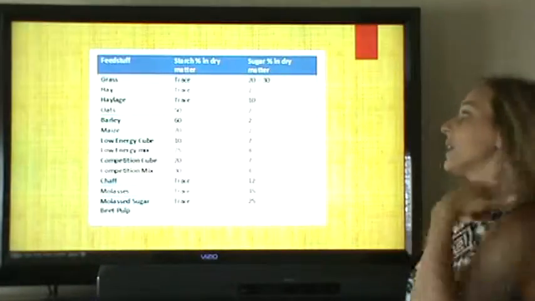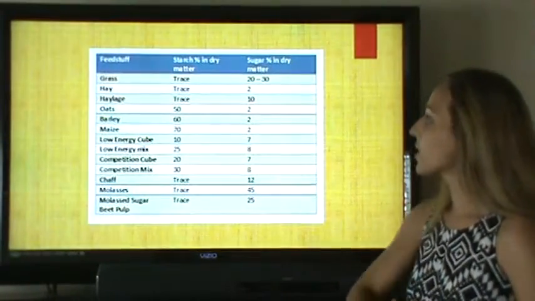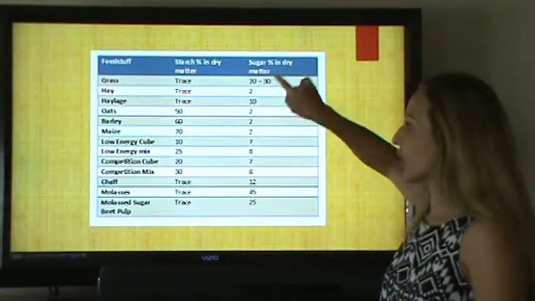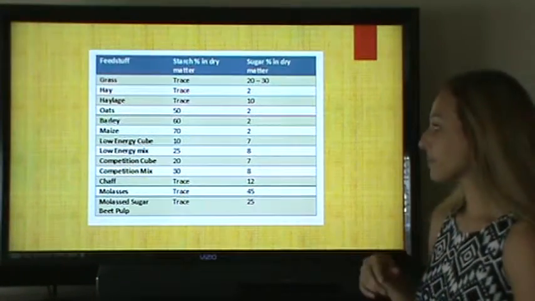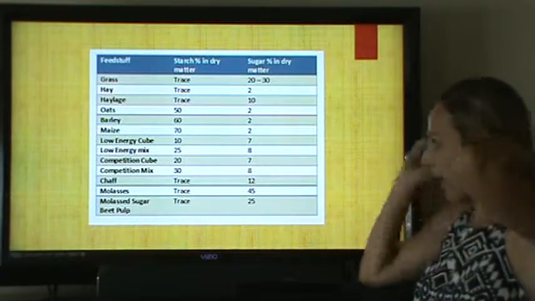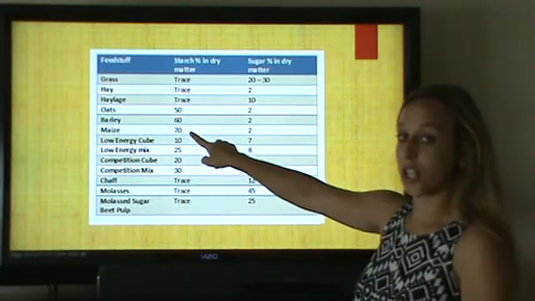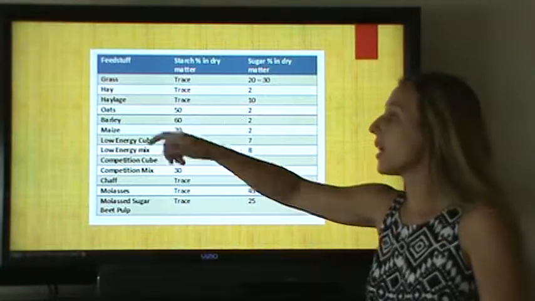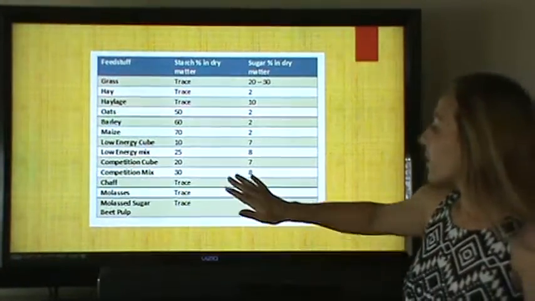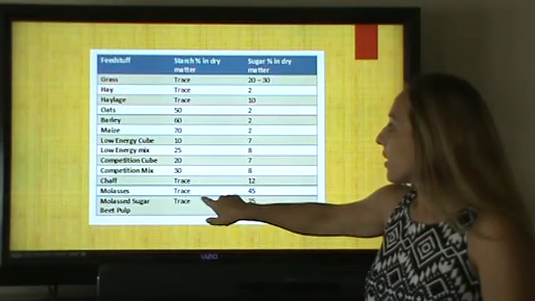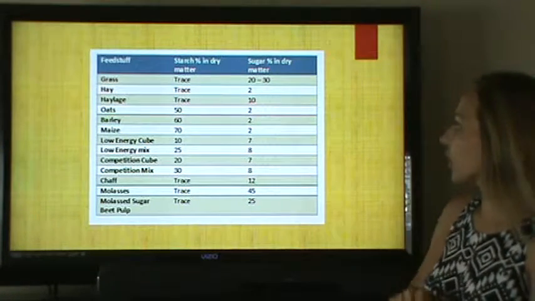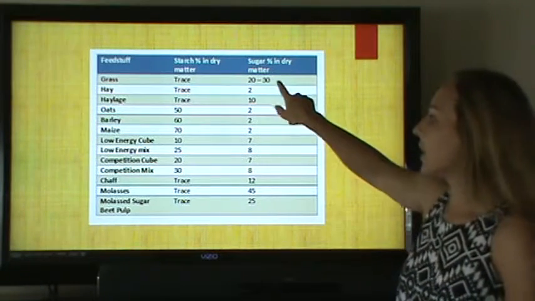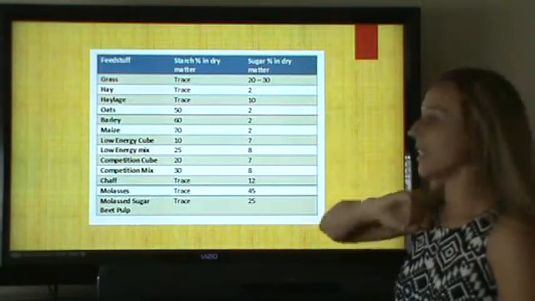And then here's a diagram that shows different feedstuffs and then the percent starch and sugar in those feeds. So corn has the highest starch, and then barley has the next highest, and then oats. And then for sugar, the highest is found in molasses. And then our grasses have the next highest.